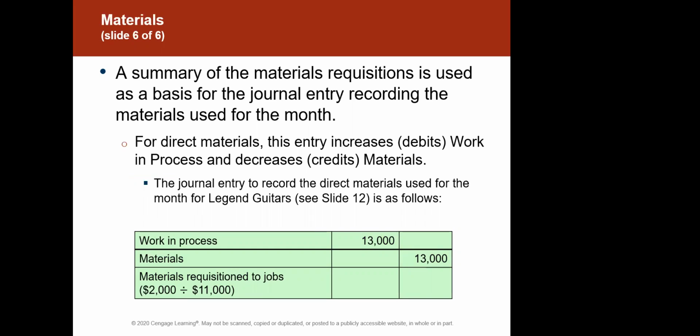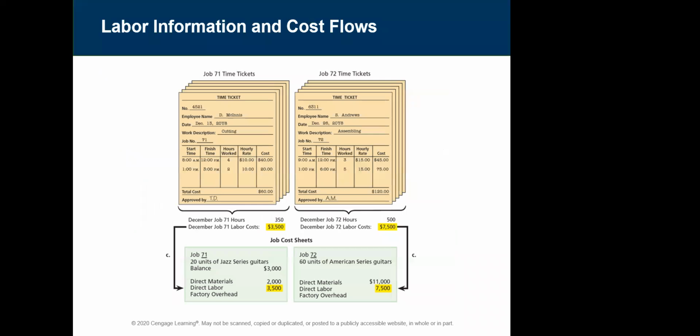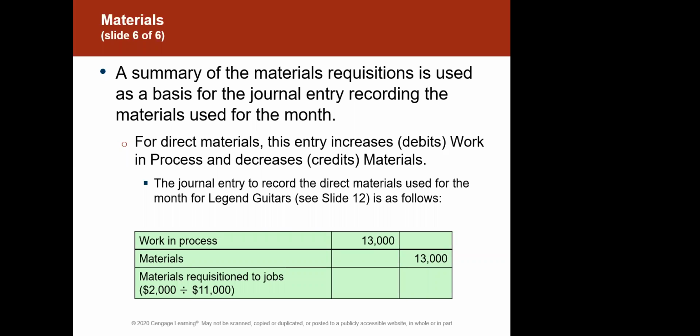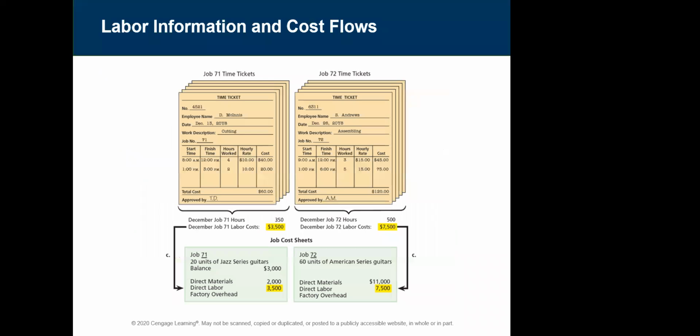Now we have a situation here where the people in work in process are getting $13,000 worth of materials. So they debit work in process, credit materials. Looks like it's 2 different jobs they're working on. One job is 2,000. I don't know why they use the divide sign. That's confusing. And the other's 11,000.